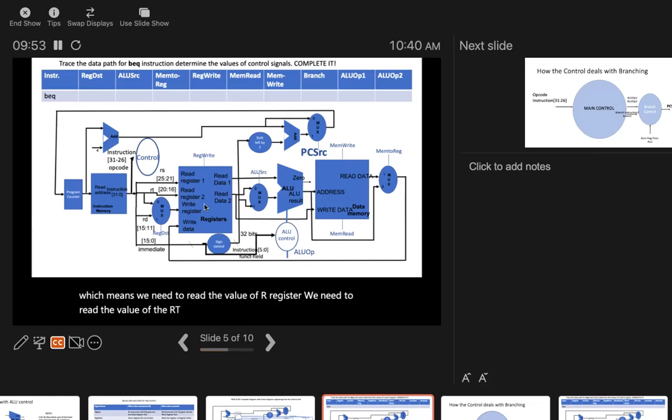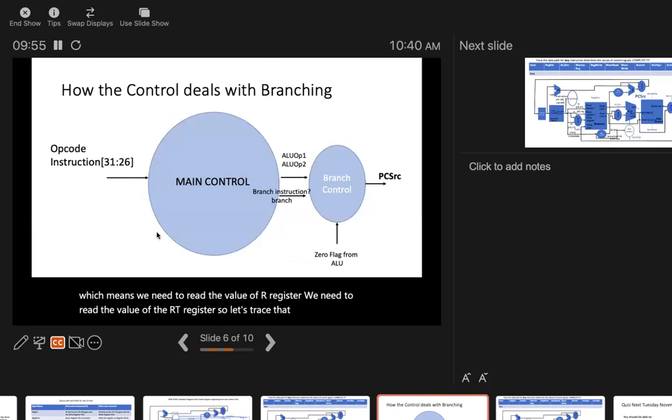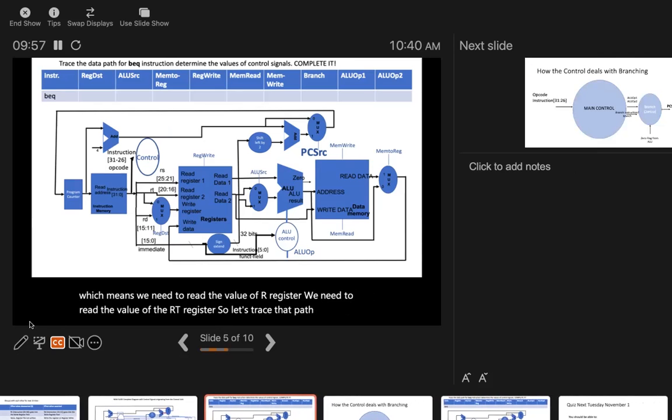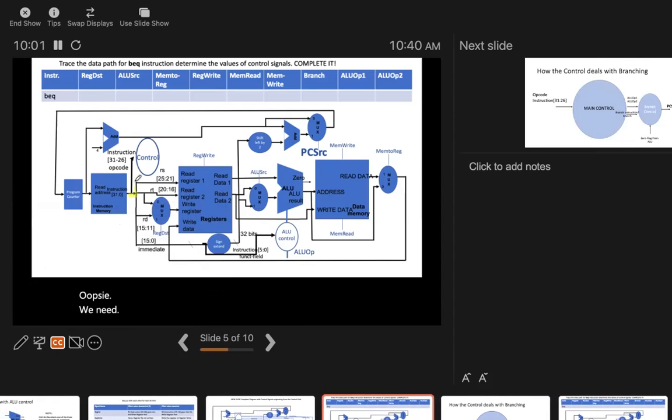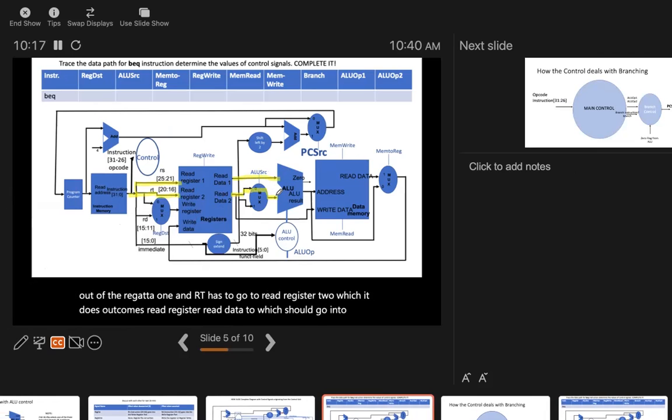So let's trace that path. We need to get the value of the RS register for sure, which will come out of the read data 1, and RT has to go to read register 2, which it does. Out comes read data 2, which should go into the ALU. And in this way, I would have read RS and RT and I would have shoved it into the ALU unit for a comparison.